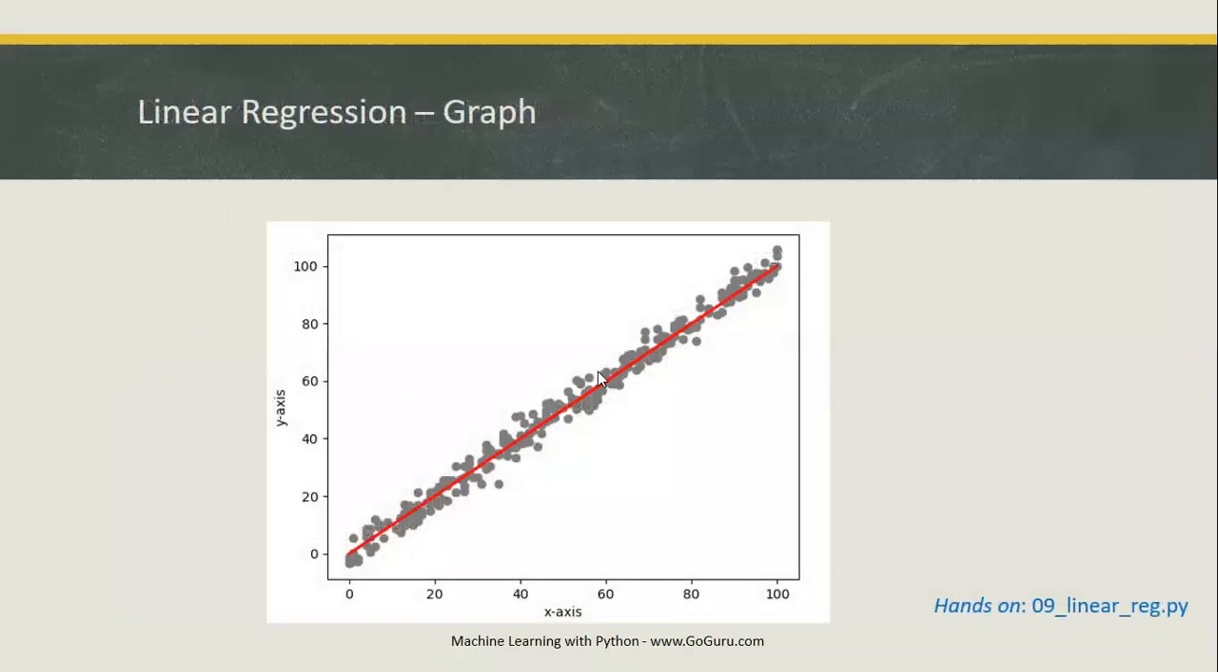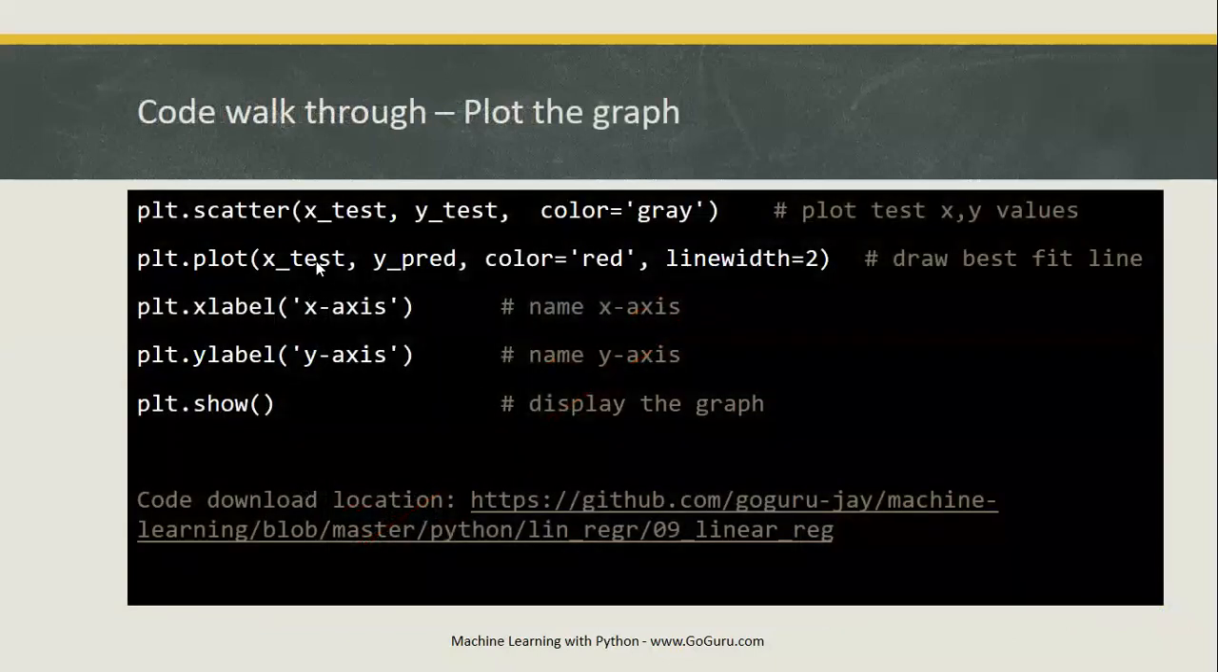So if you see all the gray dots here, these are the actual test values, the gray filled circles. And this red line going through it is our best fit line. So this is how the graph appears for us. So going back to the code, this is what it tells. Plot my x test and y values and color them gray. And then run the best fit line using my x test, but instead of the actual y, run it with my predictions. So I want to see how close my predictions are to the actual y values.